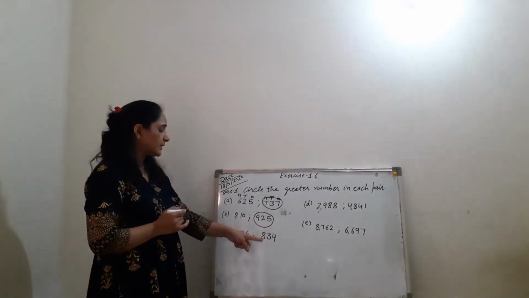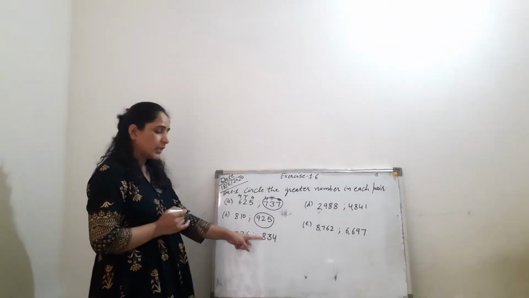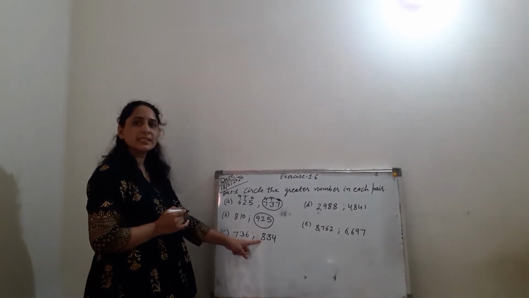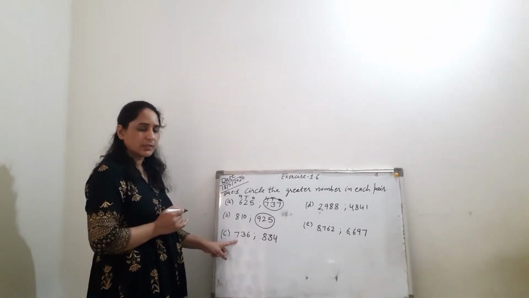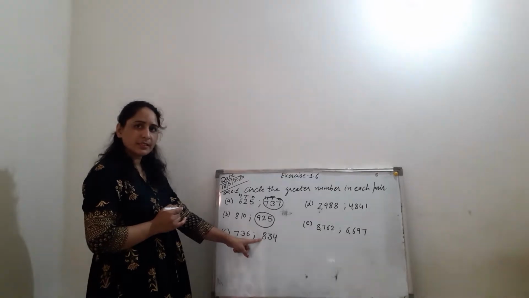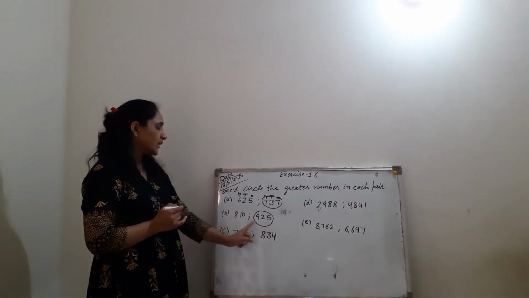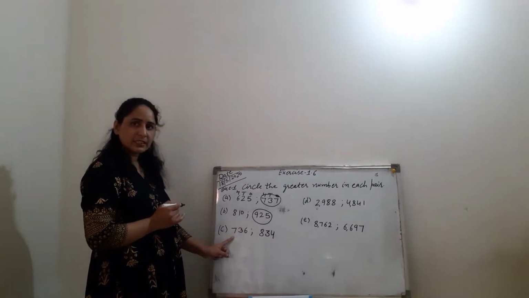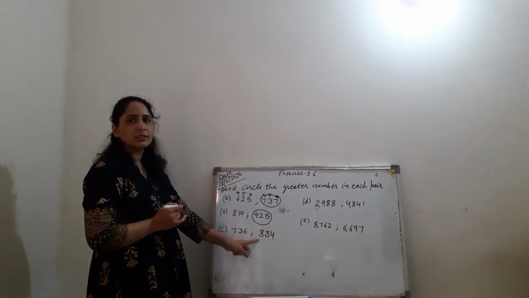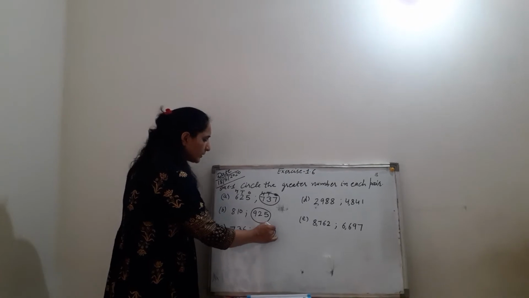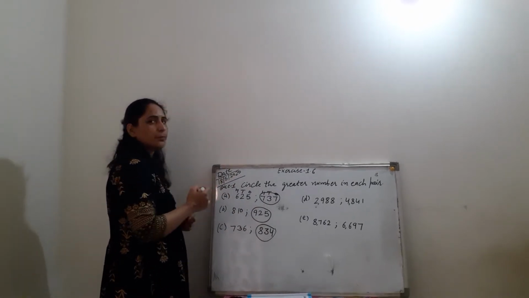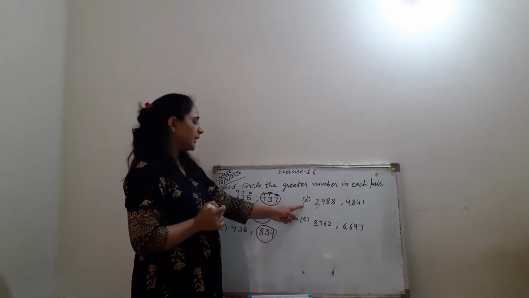Now part C, 736 and here is 834. Here in the hundreds place there is 8. In the hundreds place there is 7. So 8 is greater than 7. So which one is the greater? Here is 736. It is 834. So 834 is greater. We circle the greater number.